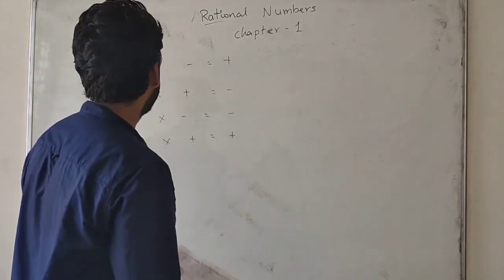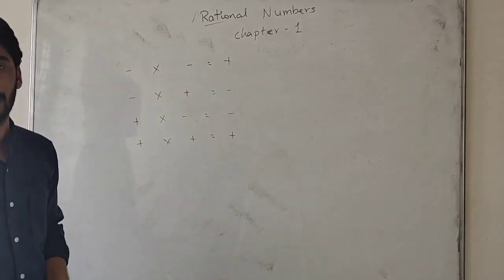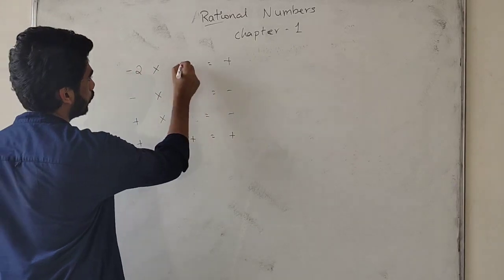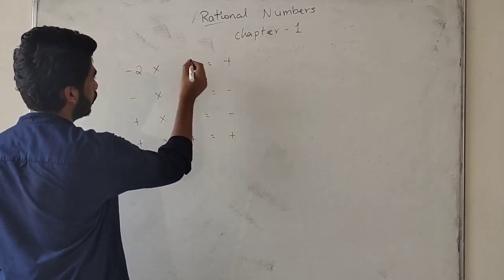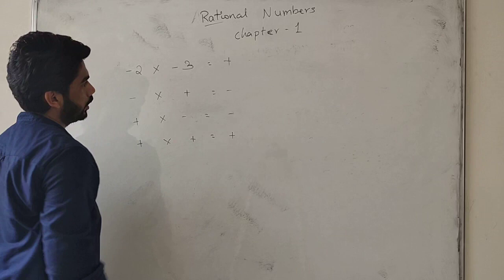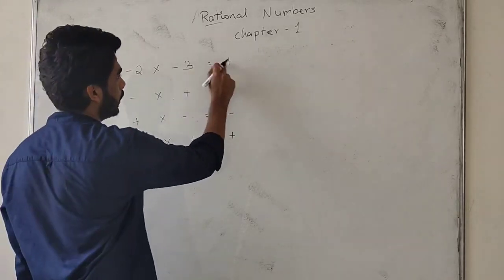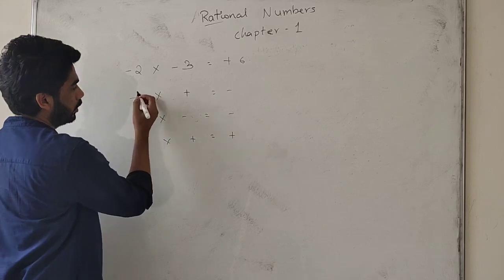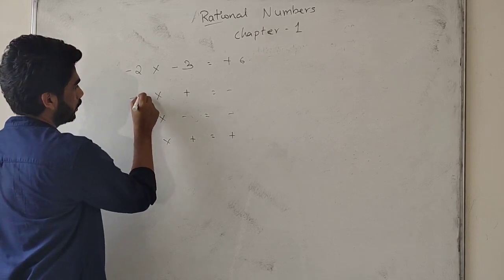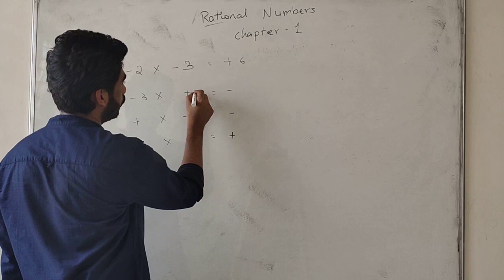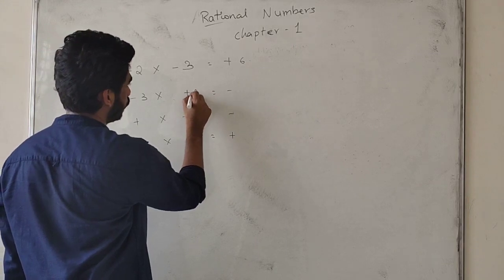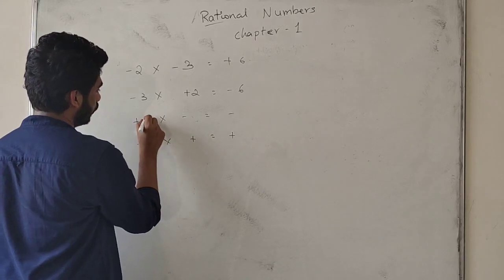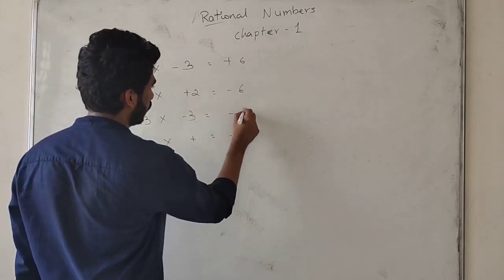Friends, how is minus into minus plus? We will take one number: minus 2 into minus 3. Minus into minus is plus, 2 times 3 is 6. This is what the teacher usually says. So we will take 3 into 2 as 6, and 3 into 3 as 9.